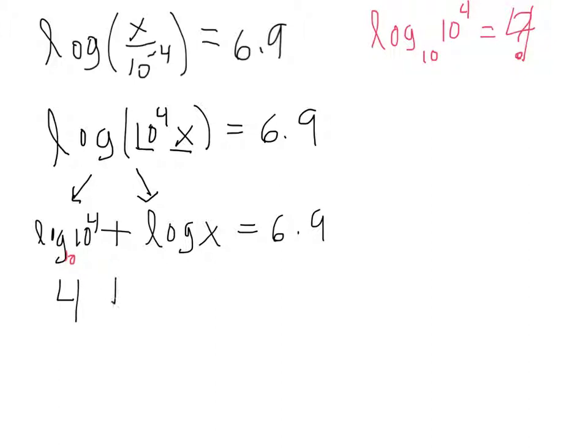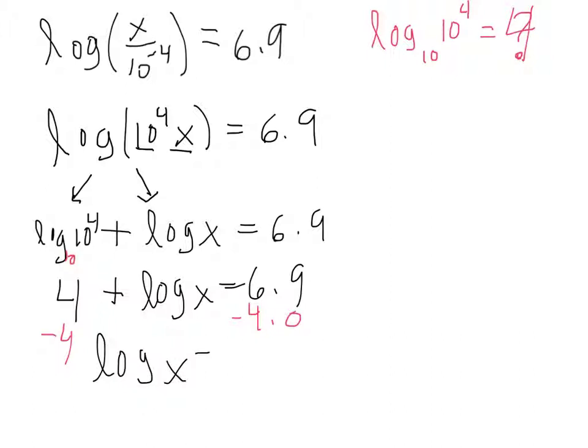So I have the 4 plus the log of x equals 6.9. Since it's just a 4, I can subtract it away from both sides, leaving me with the log of x equals 2.9. And finally, again, I'm going to use the rule where this log has a base 10.